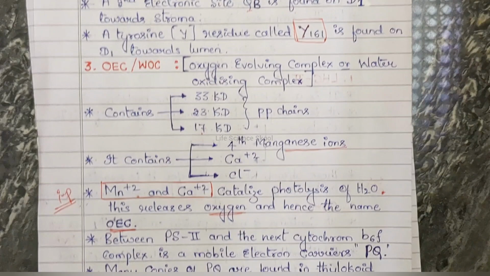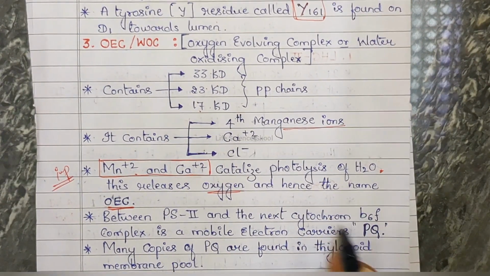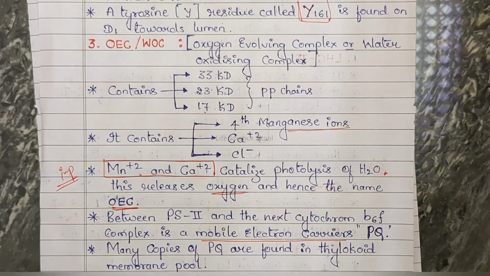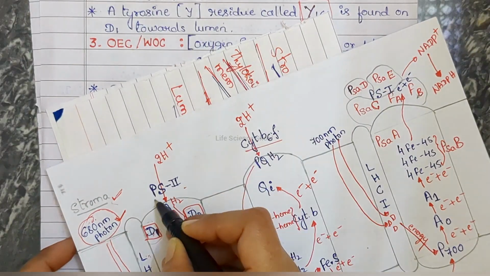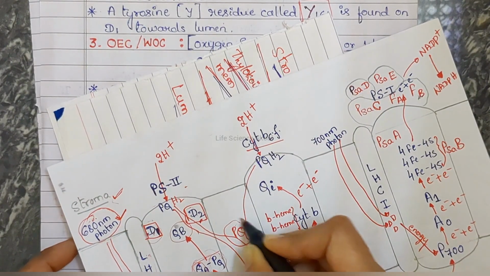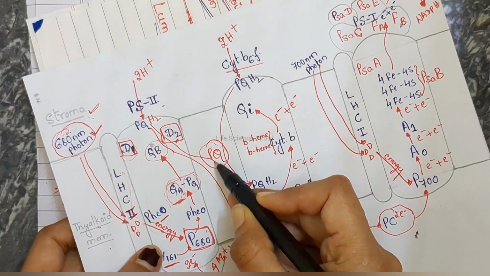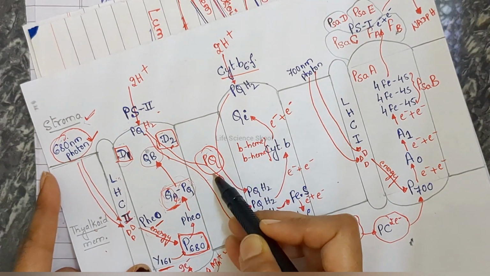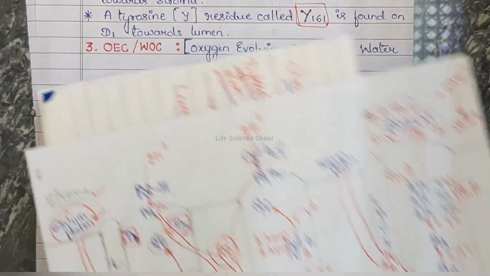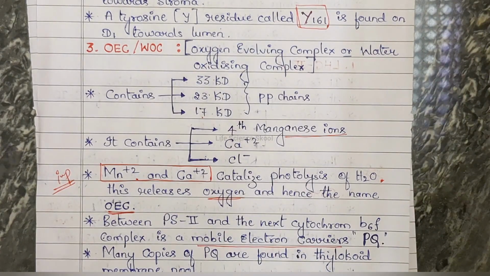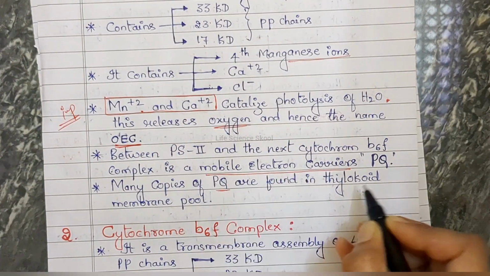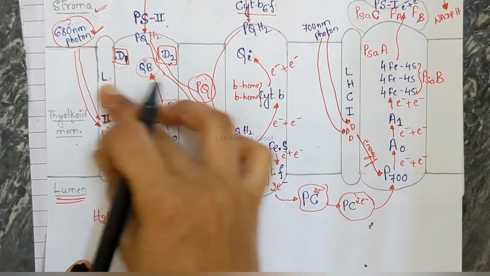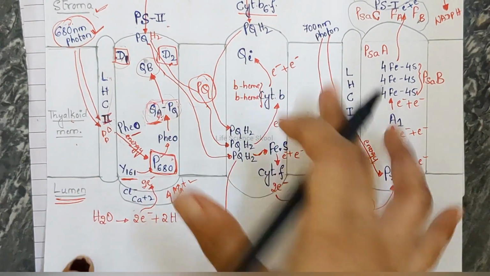Between PS2 and the next complex, cytochrome B6F, is a mobile electron carrier, that is PQ. You can see the PQ here between these two. PQ is a mobile electron carrier, while QA and QB are immobile electron carriers. Mobile means they can move from one place to another. Many copies of PQ are found in the thylakoid membrane pool, on the thylakoid membrane.